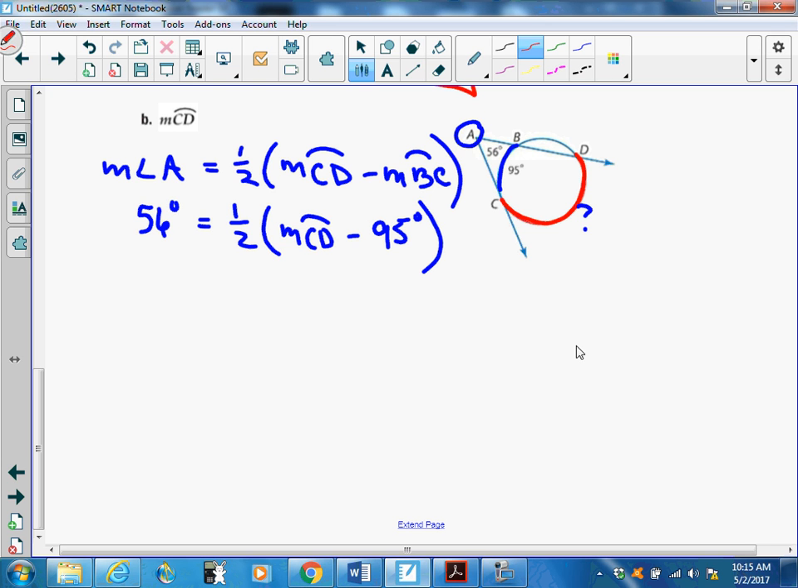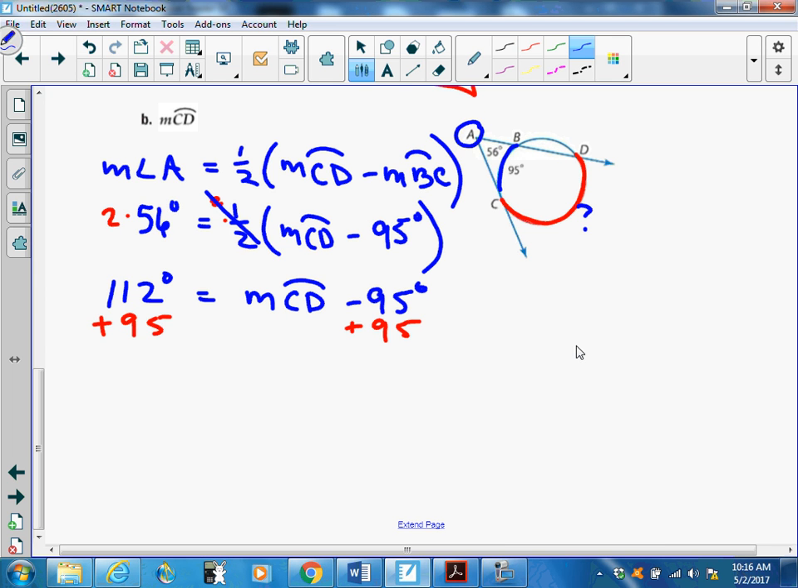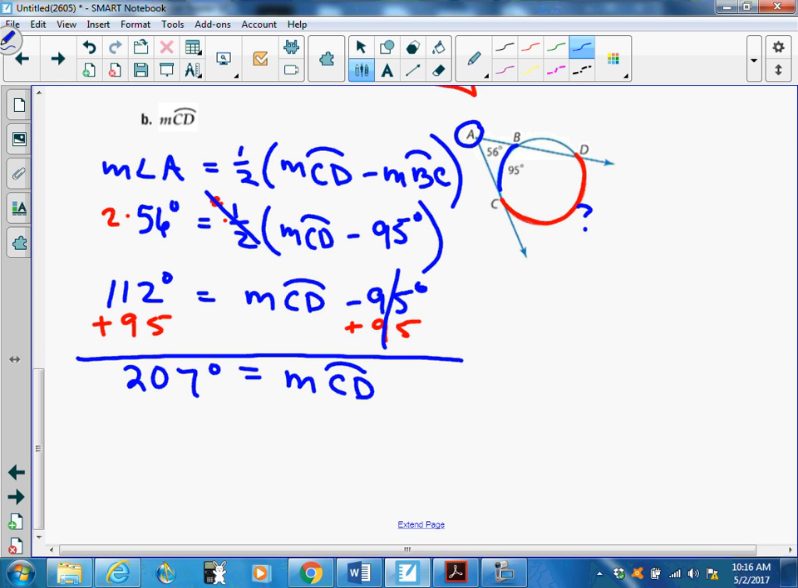I am actually going to get rid of the 1/2 first by multiplying both sides by 2. And that's 112 degrees is equal to, and our 1/2 is gone, the measure of arc CD minus 95 degrees. Then we're going to add 95. And that's going to give me the measure of arc CD, which is what I wanted to find, is equal to 207 degrees.